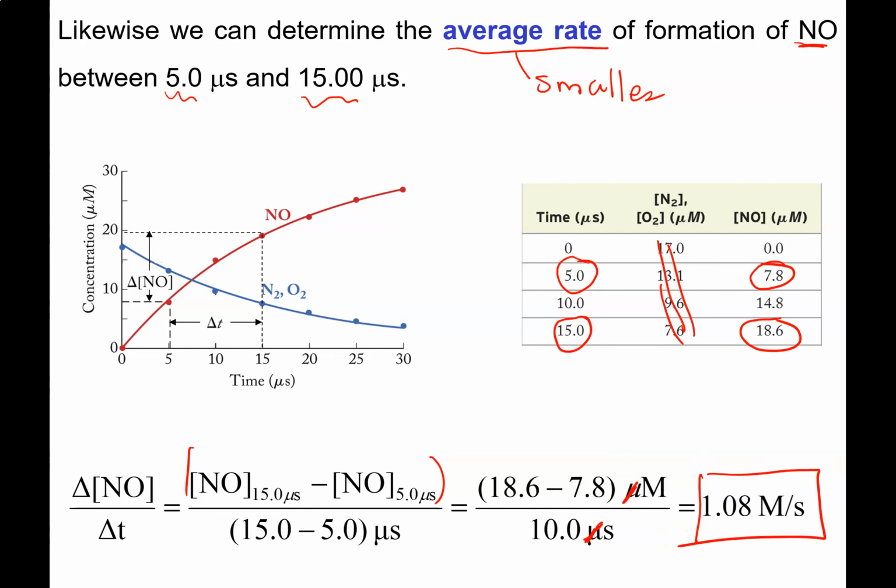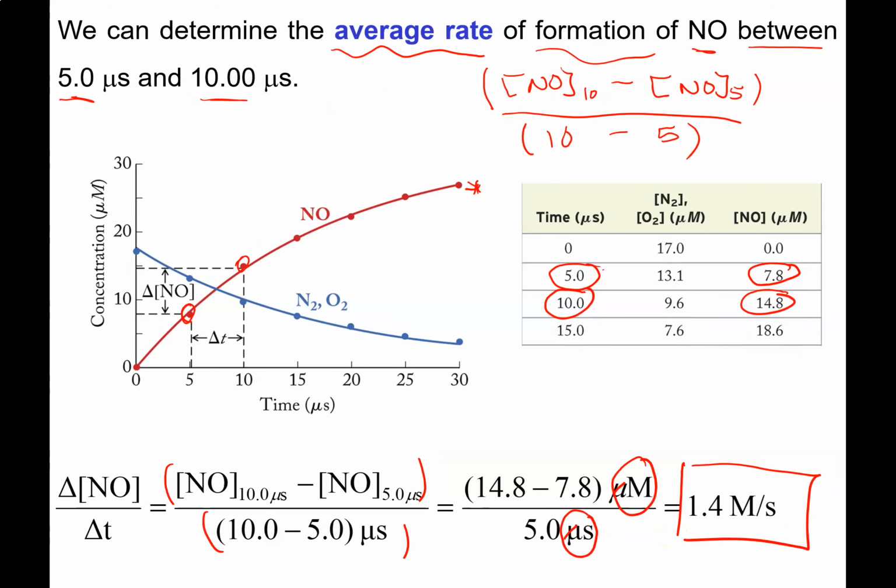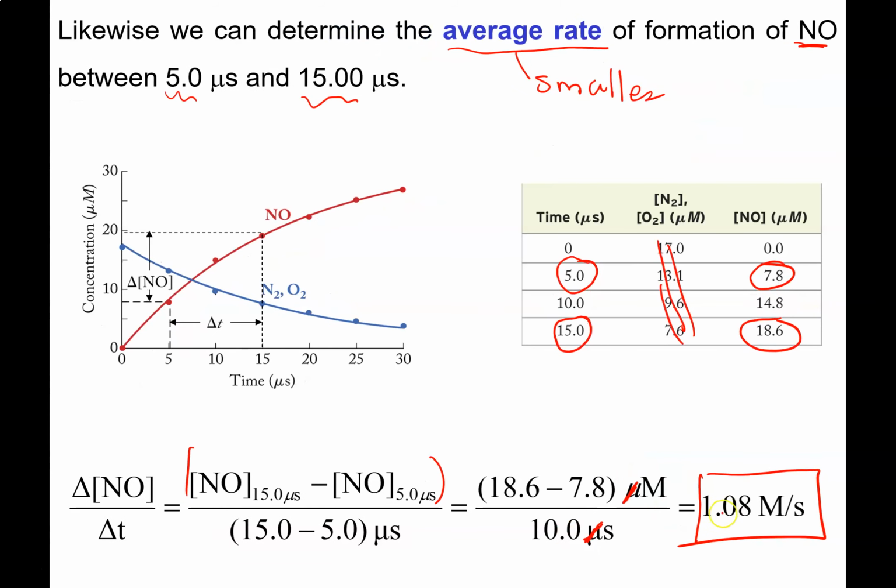what I got before. Before I had 1.4 moles per liter per second, and over the longer time period, I get a smaller number. So it's logical. And if I went out to even longer time periods, maybe all the way to 30 microseconds, that average rate would get smaller and smaller and smaller.